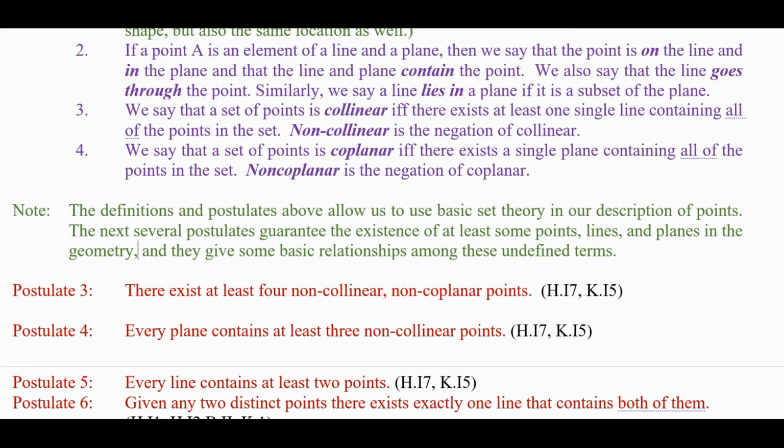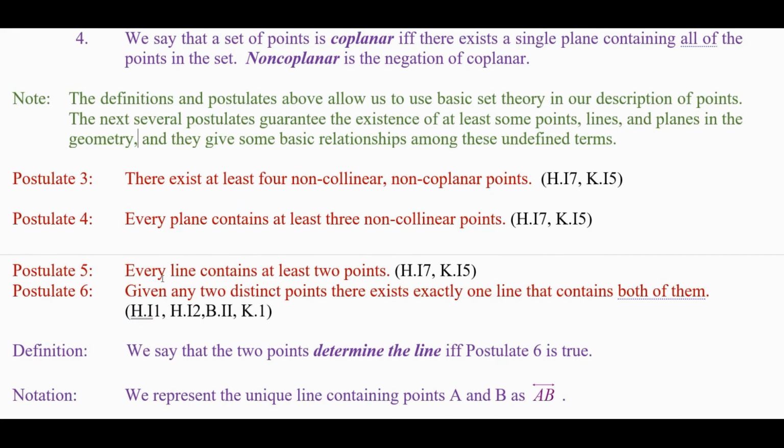Postulate 5 says every line contains at least 2 points. So here notice we're starting with the line, and then we have to get 2 points that are on that line as a consequence. This is Hilbert's axiom I7 and K's axiom I5.